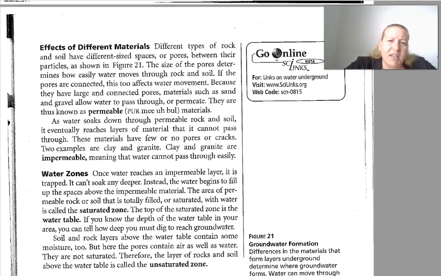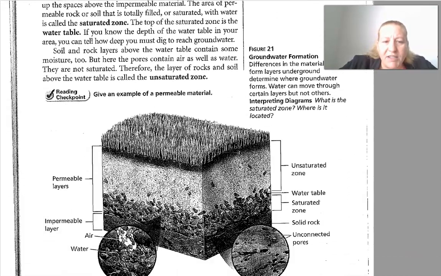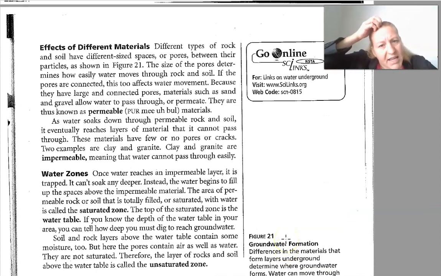Effects of different materials. Different types of rocks and soils have different size spaces or pores between their particles, as shown in figure 2.1. In 2.1, we can see all these different layers. We'll get to that. The size of the pores determines how easily water moves through rock and soil. If the pores are connected, this too affects water movement. Because they have large and connected pores, materials such as sand and gravel allow water to pass through, or permeate. They are thus known as permeable materials.